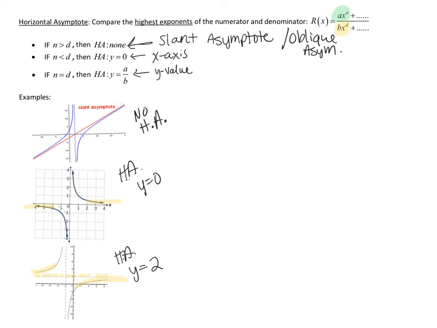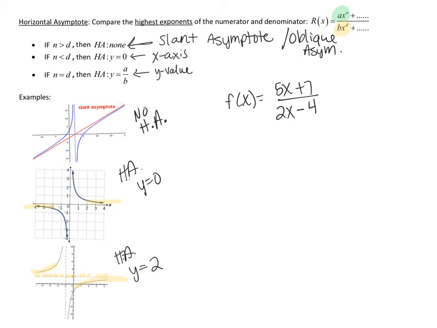Now, when we look at the highest exponents, if we've got two numbers, there are 3 ways to compare them. I either have the top being bigger than the bottom, the bottom being bigger than the top, or they are equal. So those are the 3 scenarios that we have, and I have to memorize those 3 scenarios. Let's see an example here. Let's say we have the function 5x plus 7 over 2x minus 4.